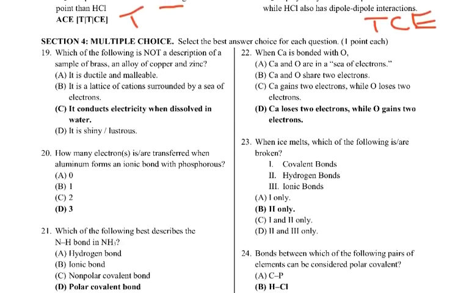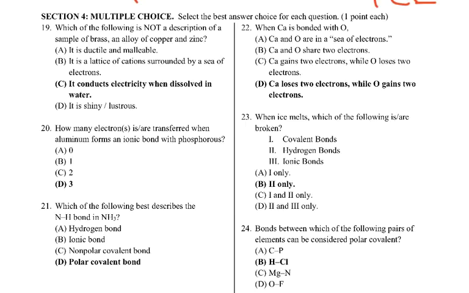Okay, go on to multiple choice. Which of the following is not a description of a sample of brass, an alloy of copper and zinc? Okay, well, we know that that's going to be a metal, so we know it's going to be a good conductor. We know that it's going to be malleable and ductile, probably going to be shiny. So which of the following is not a description of a sample? So who's not a metal? It's ductile and malleable. That's not the answer because that's good for metals.